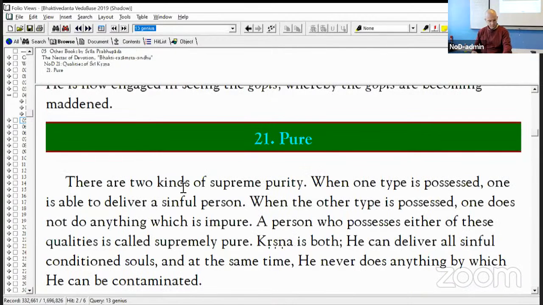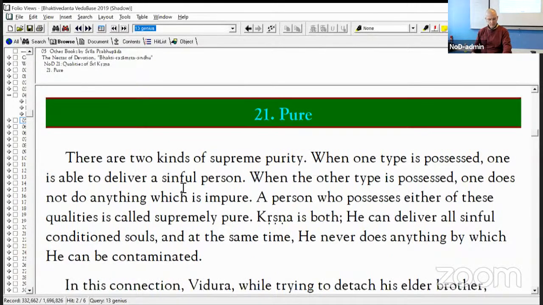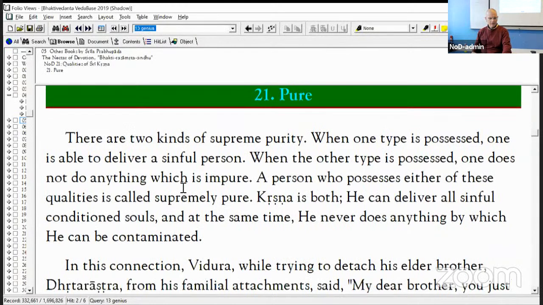Okay, so 21, pure. Prabhupada says that we have 2 types: one type is that not only you are pure, but you are making others pure. So as Prabhupada sweetly translates in the Ishopanishad, Krishna is prophylactic and antiseptic. So you can say that we are worshipping prophylactic and antiseptic God. And we can show a book to prove it.